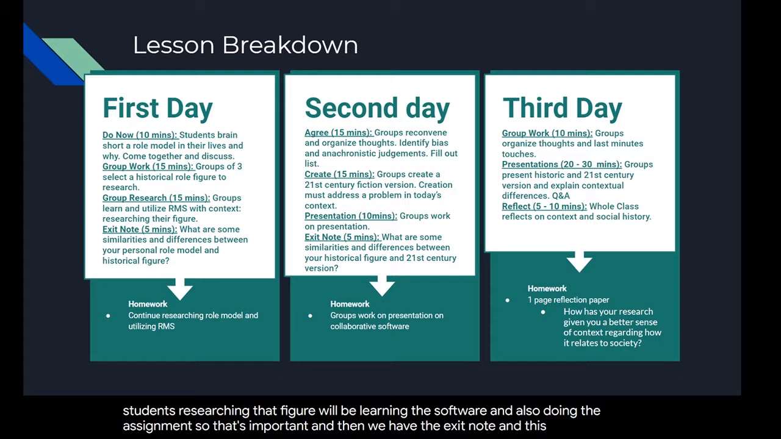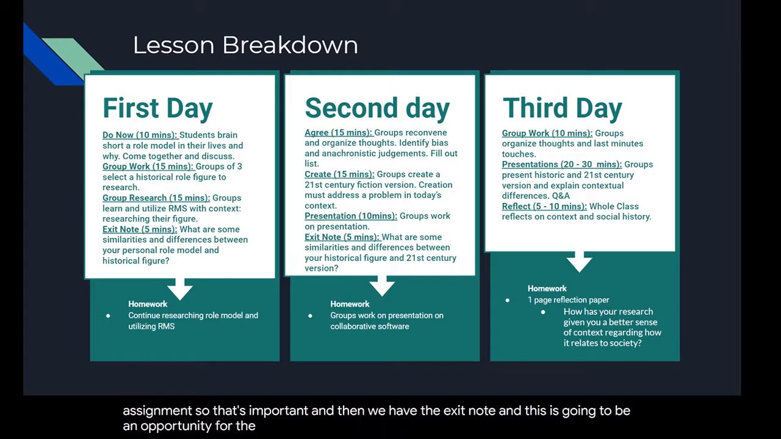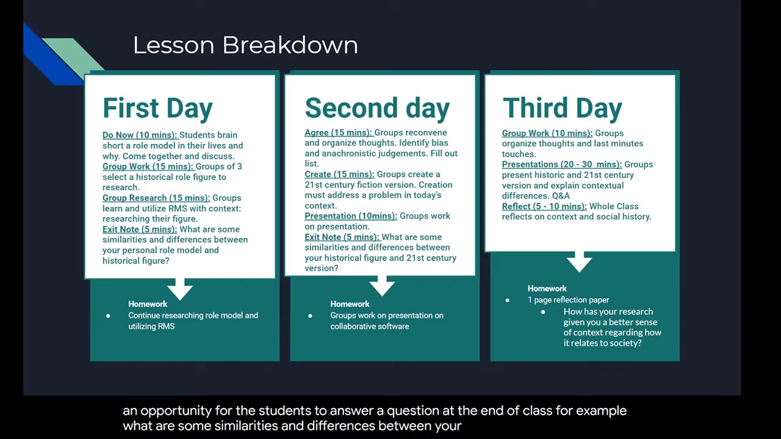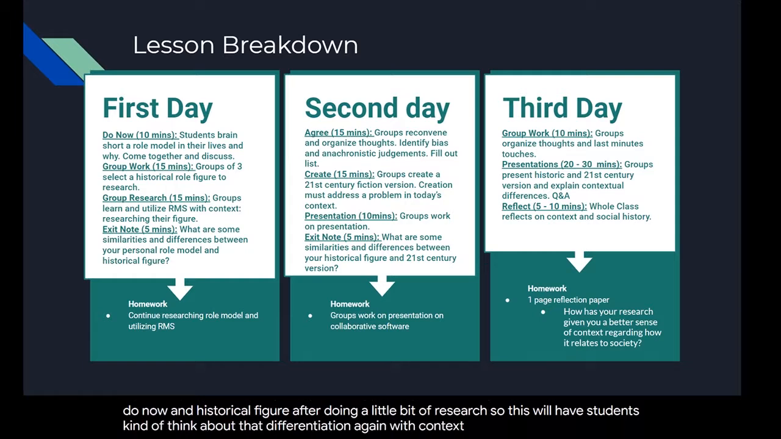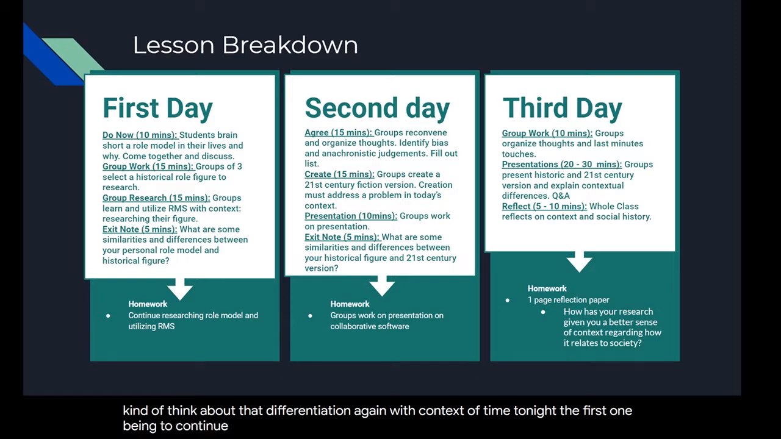And this is going to be an opportunity for the students to answer a question at the end of class. For example, what are some similarities and differences between your personal role model from the do now and the historical figure after doing a little bit of research? So this will have students kind of think about that differentiation again with context of time. And they have homework assignments each night. The first one being to continue researching with the reference management software, which is again a collaborative tool working together.